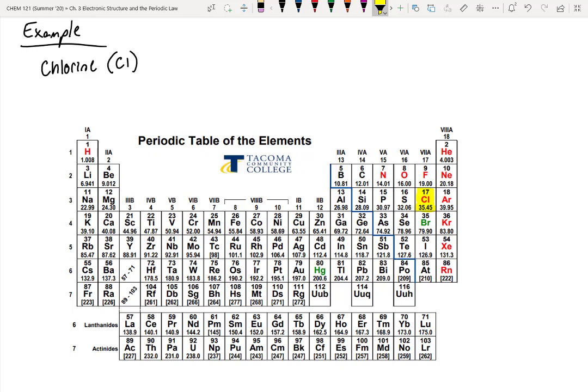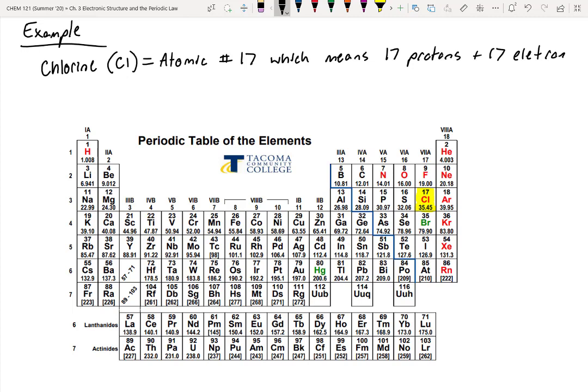We know that chlorine in this case is atomic number, sorry, atomic number 17, which means it has 17 protons plus 17 electrons, if neutral, right? So we know that protons and electrons will balance out if we're talking about a neutral atom. Okay, so this means we have to account for 17 different electrons, and we have to know which orbitals they belong to.